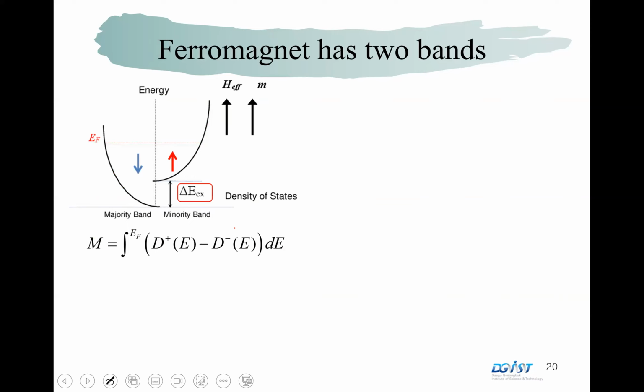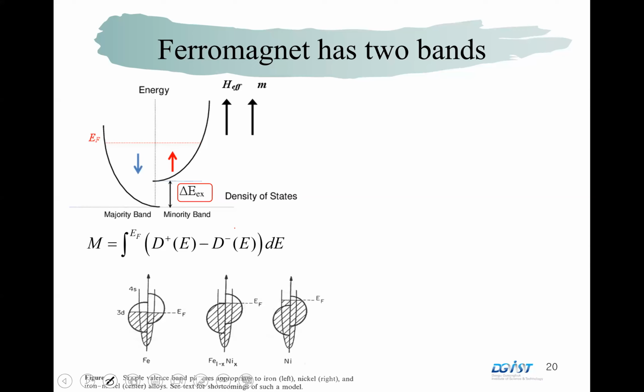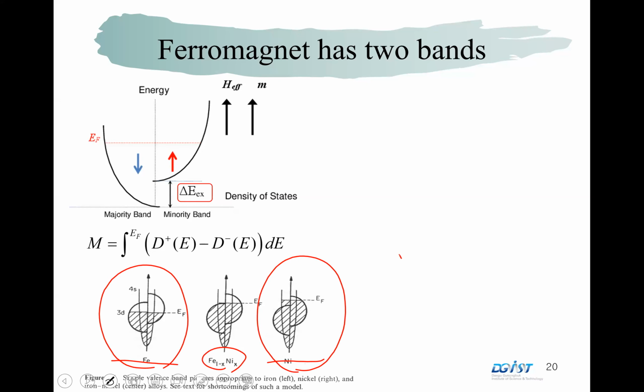And if we have two bands, the band difference we call the exchange energy. And this can be applied to real materials. For example, this is iron, this is nickel. And as I said, the total band structure of these materials is not changed. Only the Fermi level is changed. So between iron and nickel, if you make some alloy, you can obtain a continuous change of the Fermi level.